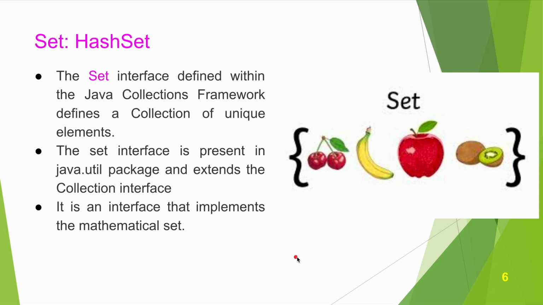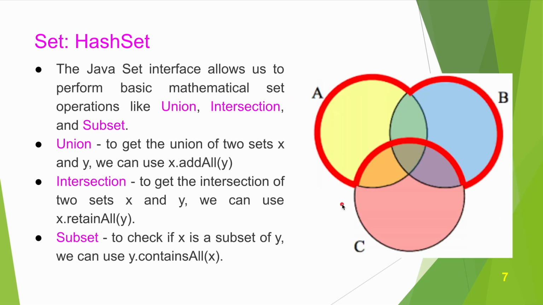HashSet. The Set interface is defined within the Java collections framework. It defines a collection of unique elements. The Set interface is present in the java.util package and extends the Collection interface. It's an interface that implements the mathematical set. So it's basically an abstraction of the mathematical representation of a set where you can only store unique values.